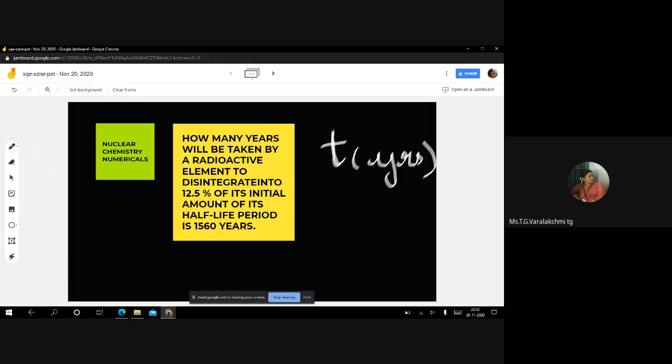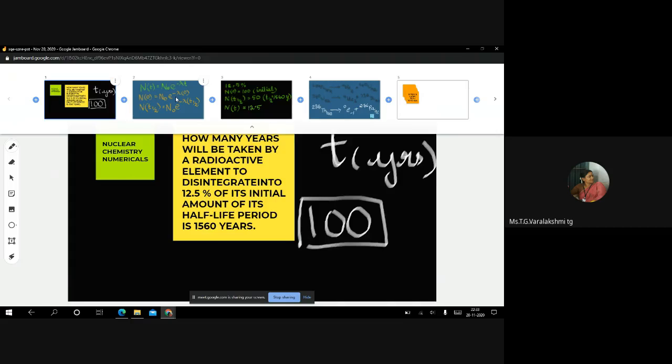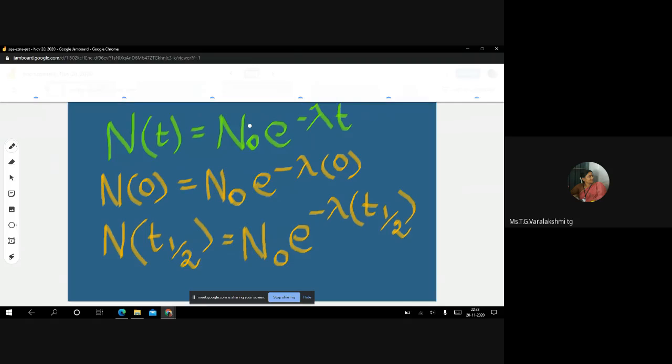And you must guess, whenever there is a percentage, the initial amount is 100. This is very, very important. Whenever they have given in percentage, the initial amount of the radioactive nuclei is 100. I will just show you some of the important formulas, those things you must remember in your mind.